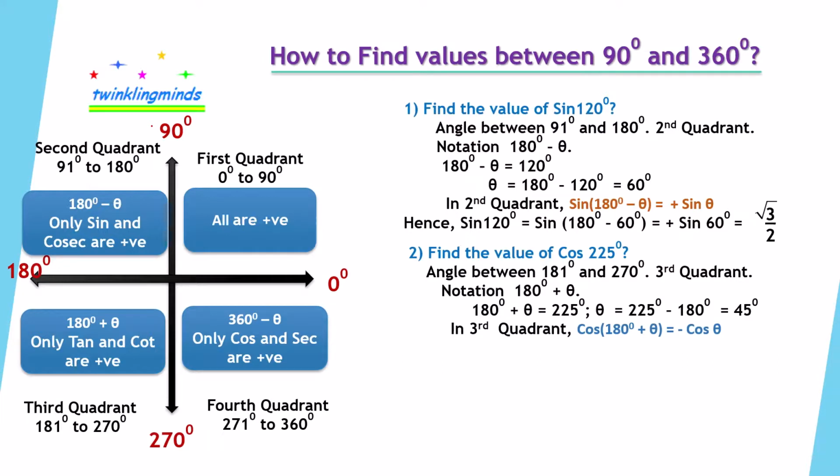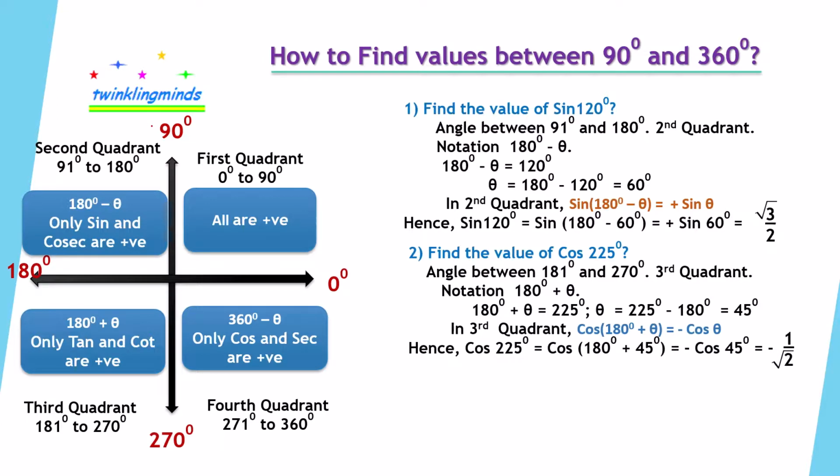So our theta is 45 degrees. So cos 225 degrees is nothing but minus cos 45 degrees. And the value of cos 45 degrees is 1 by square root 2. So the value of cos 225 degrees is minus 1 by square root 2.